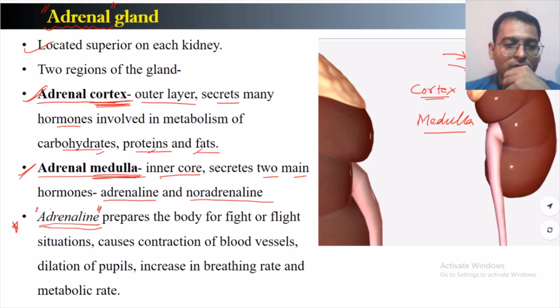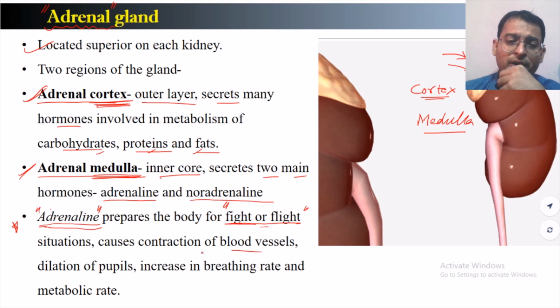Adrenaline is a hormone that prepares the body for fight or flight situations. That is, when we are faced with certain dangerous situations, the body immediately becomes alert and you are able to run very fast and perform certain actions very quickly. Adrenaline is known as the fight or flight hormone, because under such situations it is secreted.